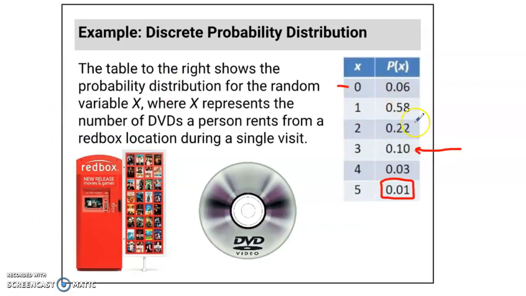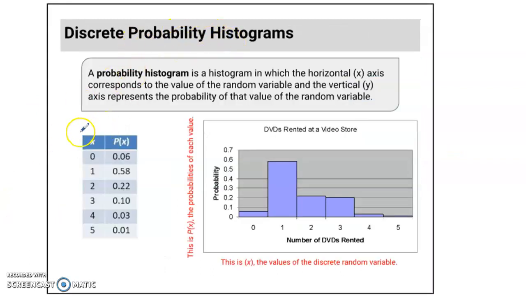All right, once you have a probability distribution, you can make what's called a probability histogram. You should remember histograms from our previous discussions of graphing data. A probability histogram is very similar to the histograms that we did before, except the dependent variable here is no longer the frequency. It is now the probability of each value. The x-axis is still going to be the independent variable, in this case the values of that discrete random variable.